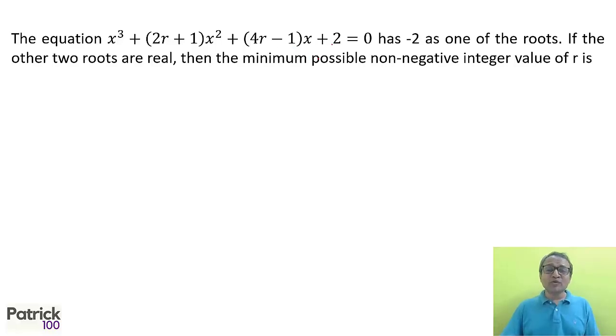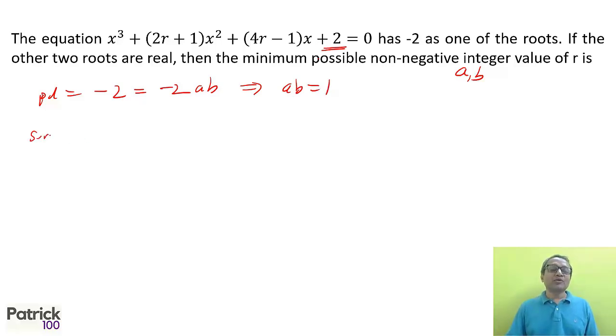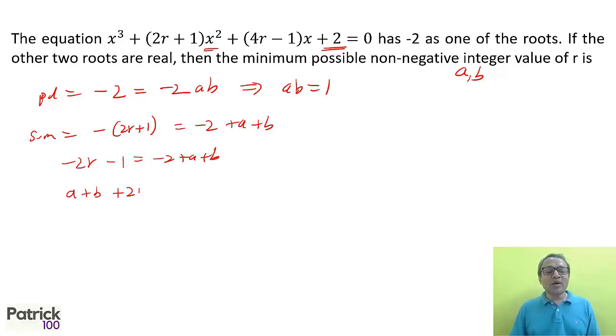If you look at this product of roots, minus 2. So product of roots is negative of the constant term, that is minus of 2, which is nothing but minus 2. Let the other two roots be a and b, cubic roots. Cubics have 3 roots. So minus 2 into a into b, which will give you ab equal to 1. Sum of roots, coefficient of x square is minus of sum of roots. So minus 2r plus 1 is the coefficient of x, sum of roots, which is minus 2 plus a plus b. Expanded, minus 2r minus 1 equal to minus 2 plus a plus b. Take it all together, say a plus b plus 2r minus 2 plus 1 becomes minus 1 equal to 0.